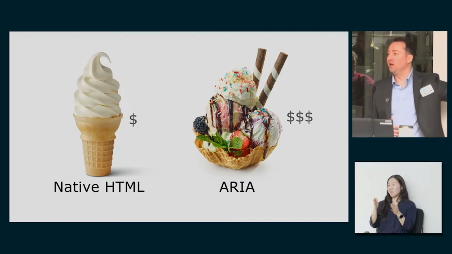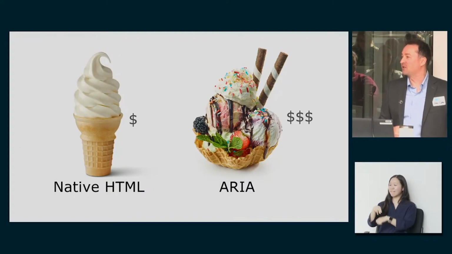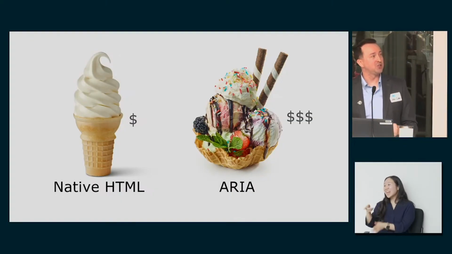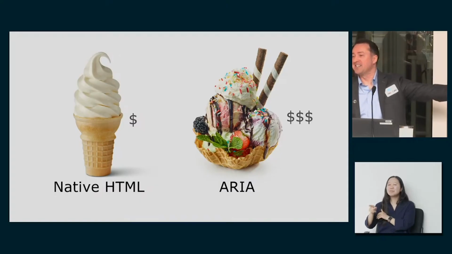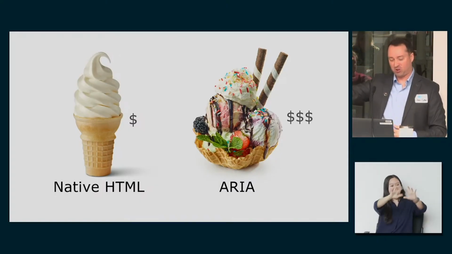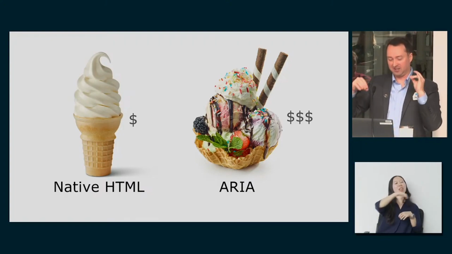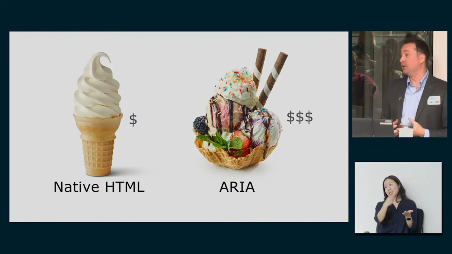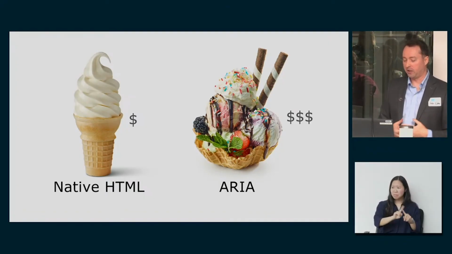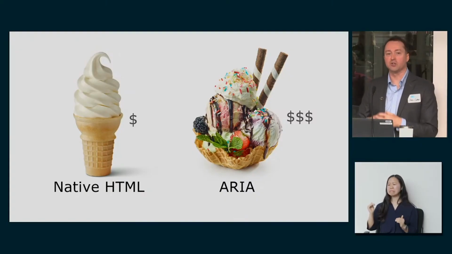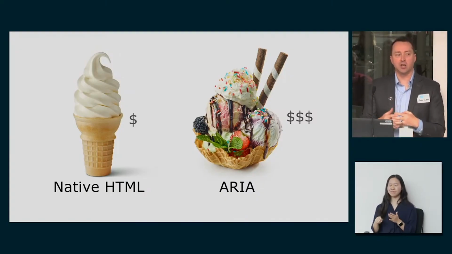So native HTML, it's like a soft serve ice cream cone. And when you want something cold and sweet, it just does the job, right? But it's cheap. But ARIA is like an ice cream sundae, gourmet, in a waffle bowl with drizzled chocolate syrup and cookie sticks and sprinkles and mint and fruit. Very expensive. Good, delicious, awesome, but very expensive. So I like to weigh the cost of these things. When you're writing your HTML, stick to native HTML, and it's going to cost you way less.